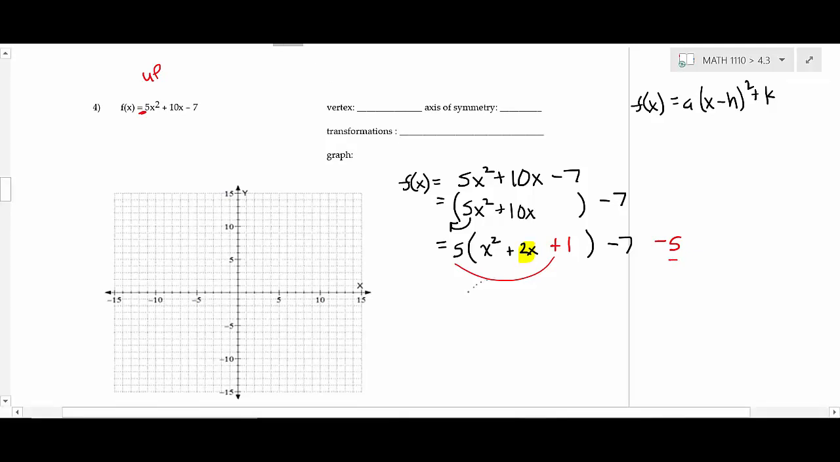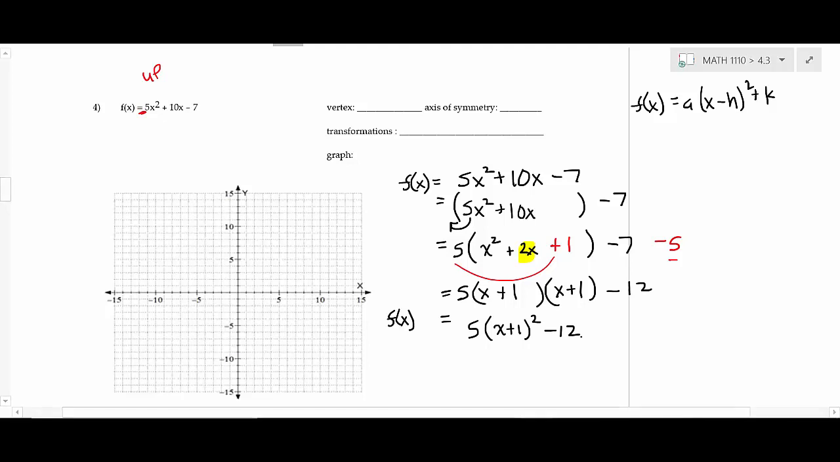So now when you put this together, you're ready to do your factoring. So we do the factoring, which would be x plus 1, and then you put the terms together there. That would be minus 12. So you would end up having f of x equals 5 times x plus 1 squared minus 12 like that. All right, that's what we have accomplished.